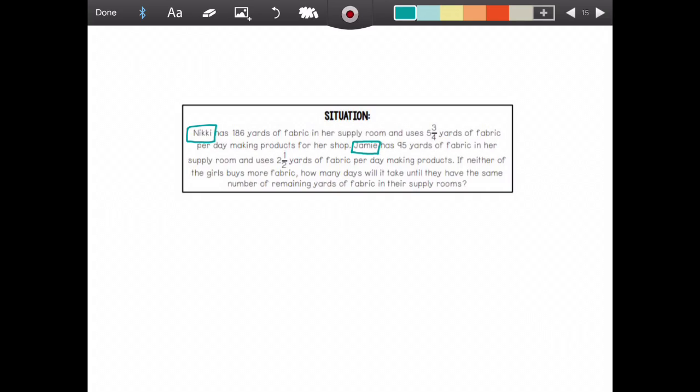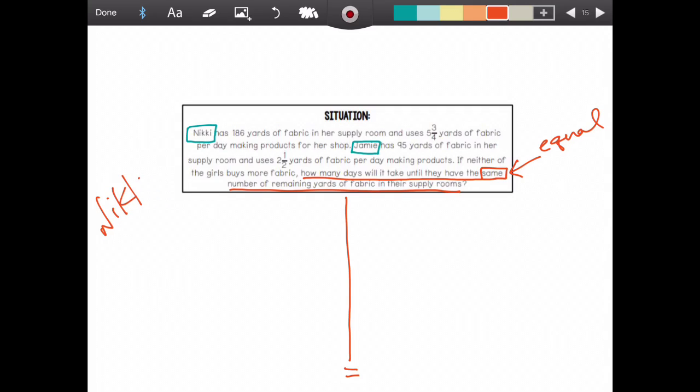The question asks, if neither of the girls buys more fabric, how many days will it take until they have the same number of remaining yards of fabric in their supply room. Again, same means equal or equivalent. So we're going to set these two women equal to one another, or at least their expressions. On the left side, I'm going to put Nikki, and on the right side, I'm going to write an expression for Jamie.